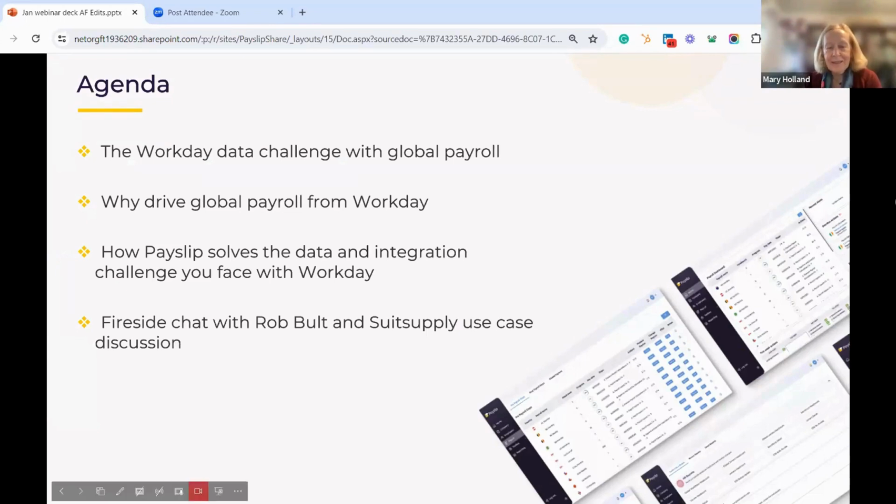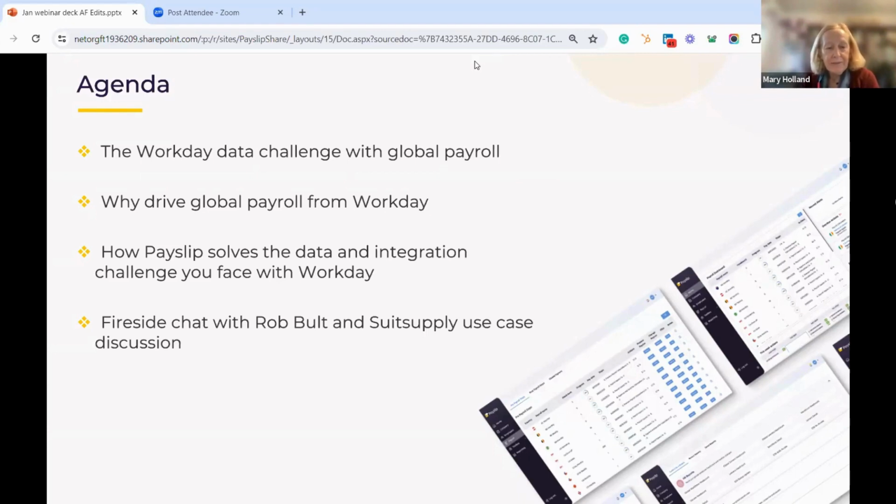So we're going to talk about the Workday data challenges with global payroll. That's going to be a key item to think about: data. Why we drive global payroll, how you can drive global payroll from Workday. And we're going to look at how Payslip solves the data integration challenge that you have with Workday, making sure that you're getting all of those data fields and integration points pulled together so that you have one source of truth for the global payroll space.